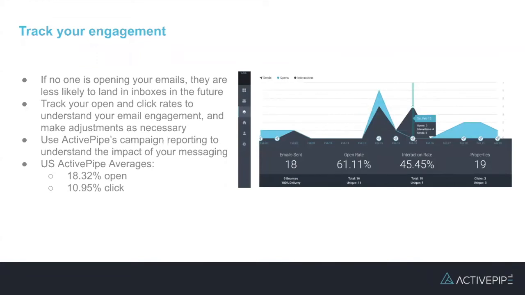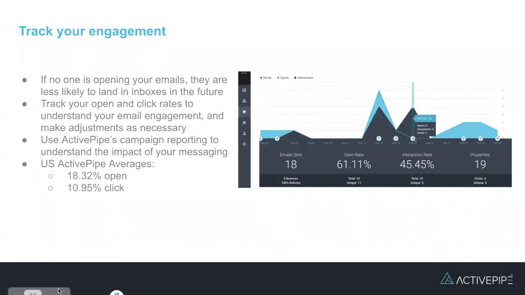So for perspective, across all of the US, our ActivePipe clients right now, the average open rate is about 18%, and the average click rate is about 11%. So if your open rate is below 10%, that's when things start to get a little dicey. Keep that as your minimum benchmark. And we're going to talk about some things on how to get that up.